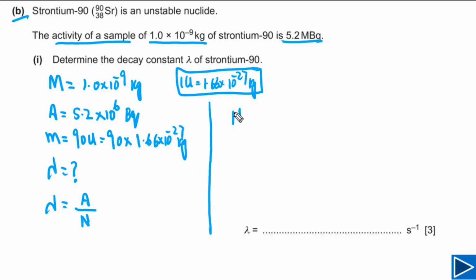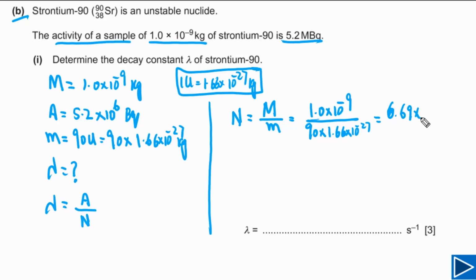In order to find the number of nuclei, the total mass of the sample we have, so simply we can divide the total mass of the sample by the mass of one nucleus. So the total mass of the sample in this case is 1.0 times 10 to negative 9 kgs divided by mass of one nucleus. And mass of one nucleus is 90 U, 90 AMU you can also say. So here we have to write down mass of one nucleus. Now if we solve this one, we do this calculation, our final answer will be 6.69 times 10 to 15. So this is the number of nuclei we have in this sample, and we need to calculate lambda.